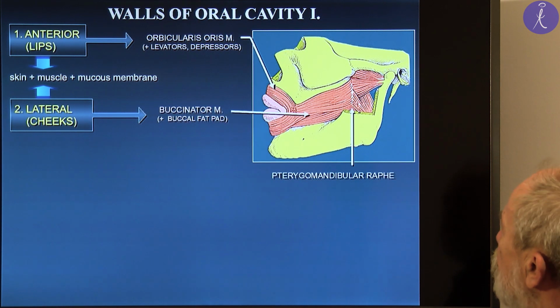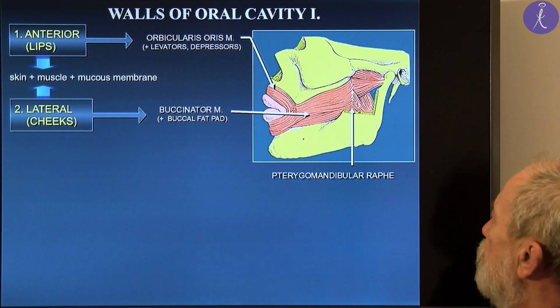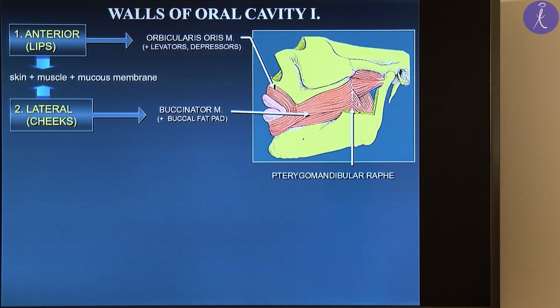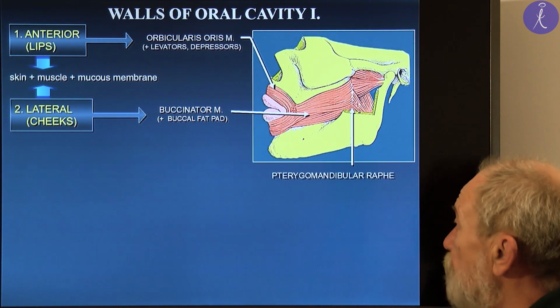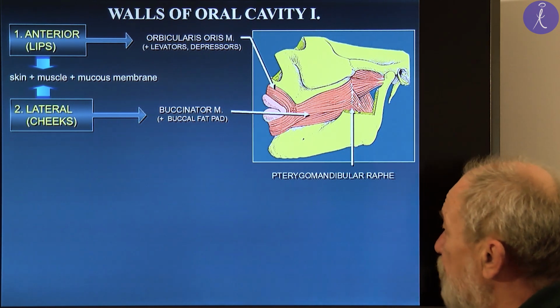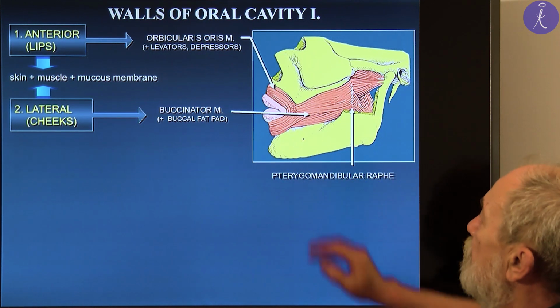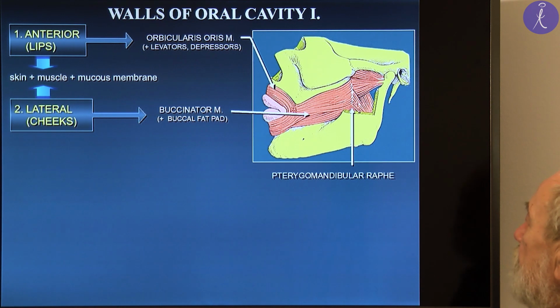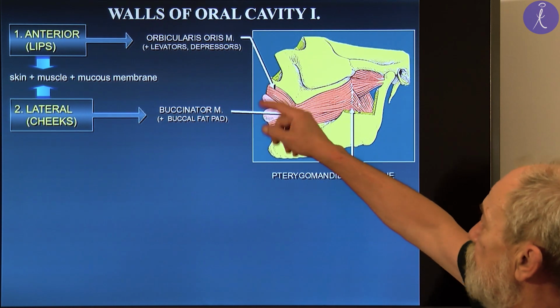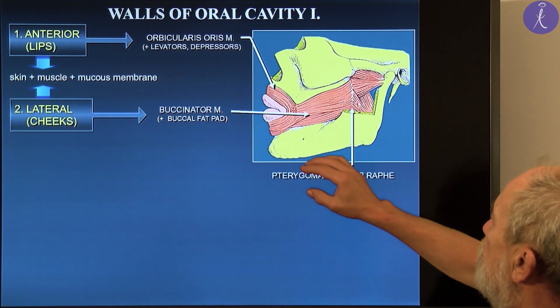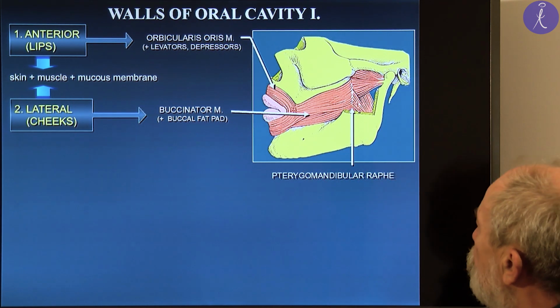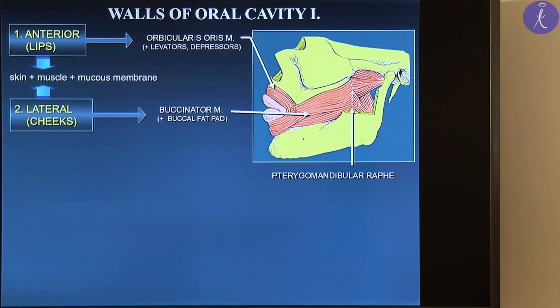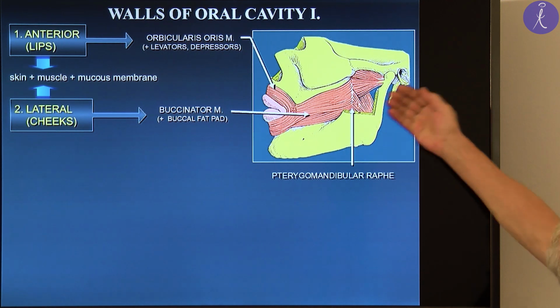The lateral wall of the oral cavity is formed by the buccinator muscle, the trumpet muscle, plus it is strengthened by a huge accumulation of fat. This is the buccal fat pad of Bichat. This muscle also belongs to the muscles of facial expression, and it has a very interesting origin. Not from bone, by a tendon or fleshy border, but it has a common origin with another muscle.